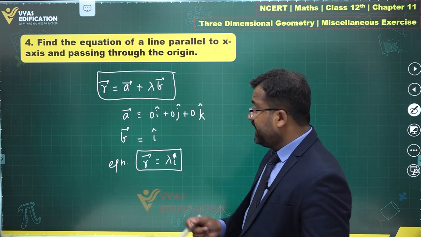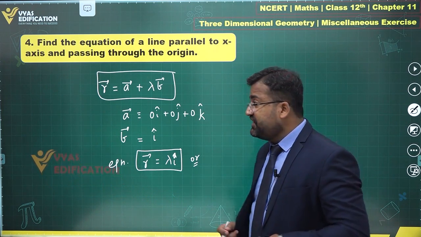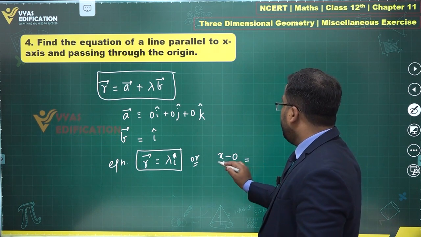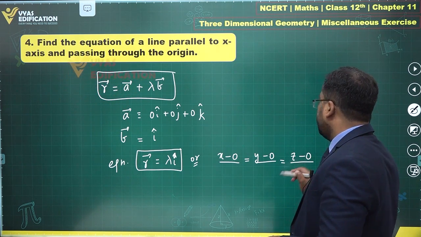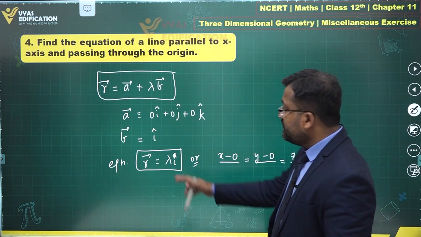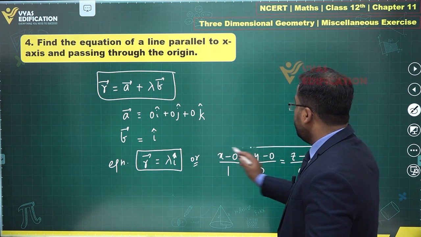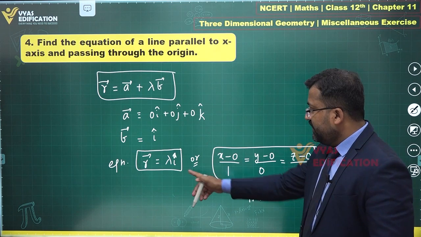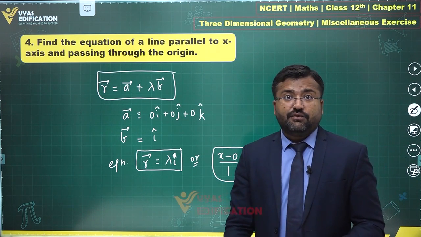This will be the vector equation, now the Cartesian equation. The Cartesian equation is interesting. Let's take a look at this. The point is this, so x minus 0 upon something, y minus 0 upon something, z minus 0 upon something, and those will be obtained from the b vector and its components. So the x component is 1, the y component is 0, the z component is 0. This here is my Cartesian equation of the line. This is the vector equation, this is the Cartesian equation of that same line, and that's the answer for this question.